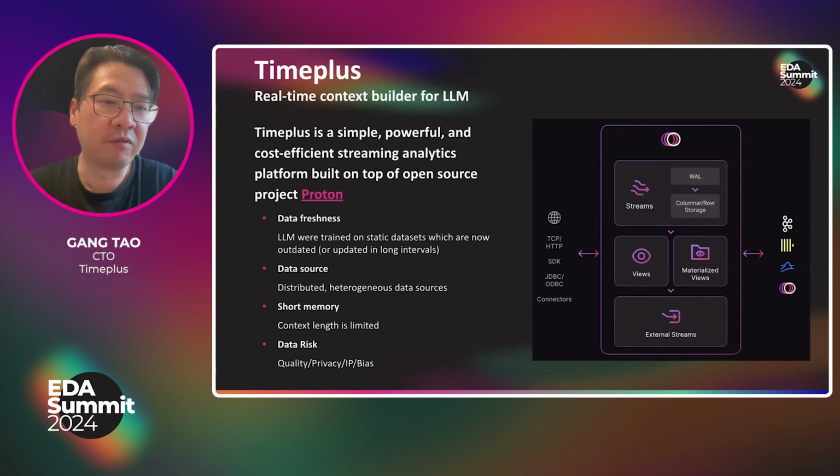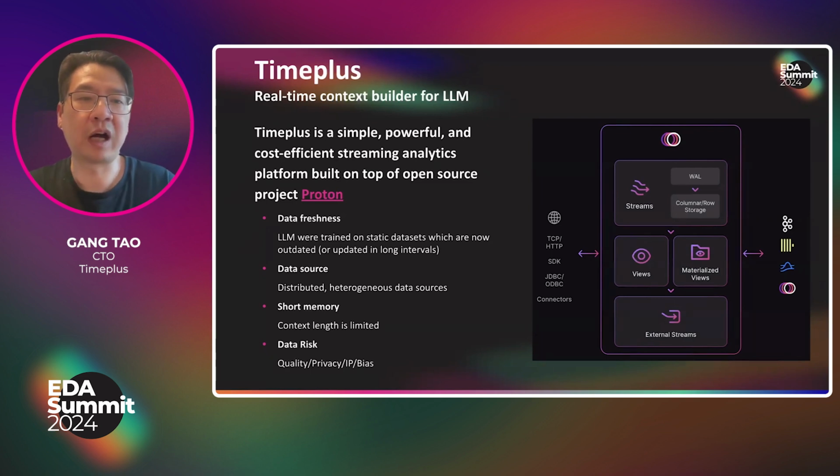Like I mentioned, with this real-time data, it can fill some gaps that large language models lack. First is data freshness, because large language models are usually trained on a static data set, so they don't have real-time data or private data, right? So you can leverage these tools to build fresher data as context. Also, you need more distributed data sources, like data coming from different places.